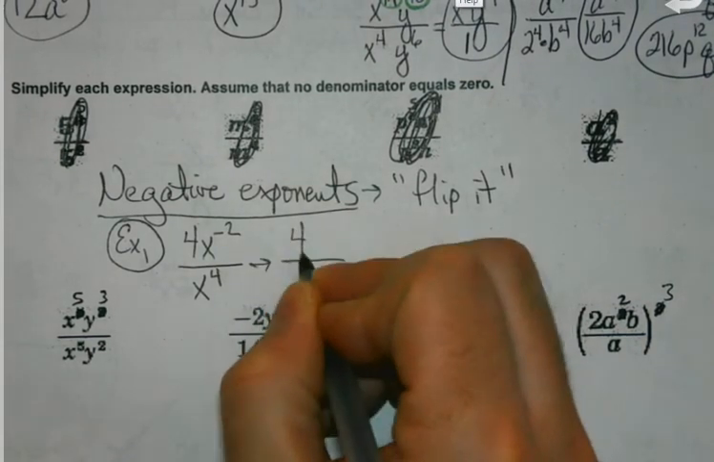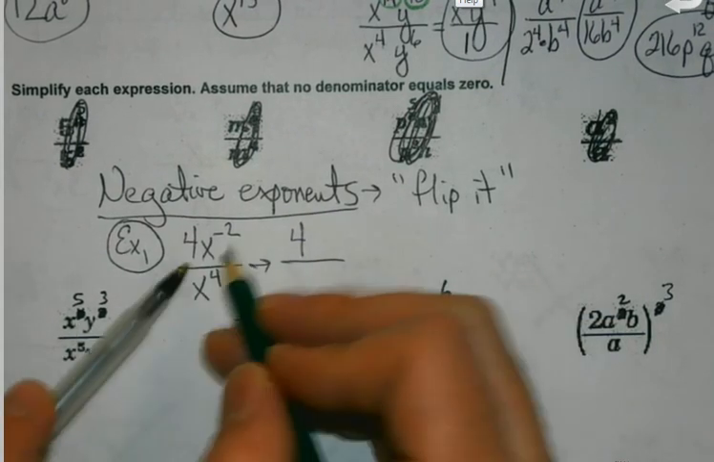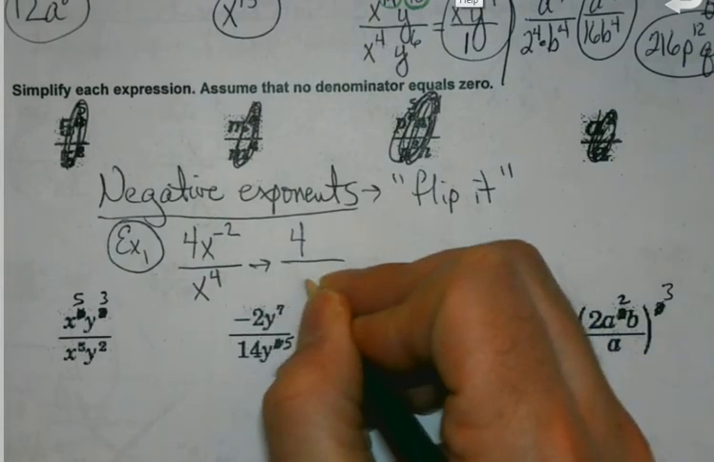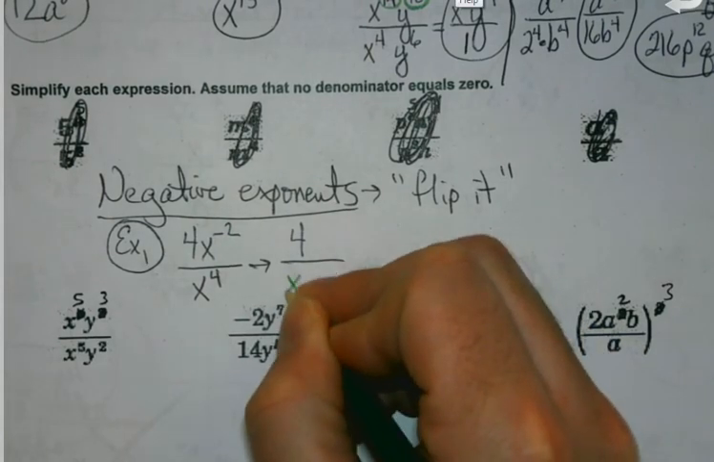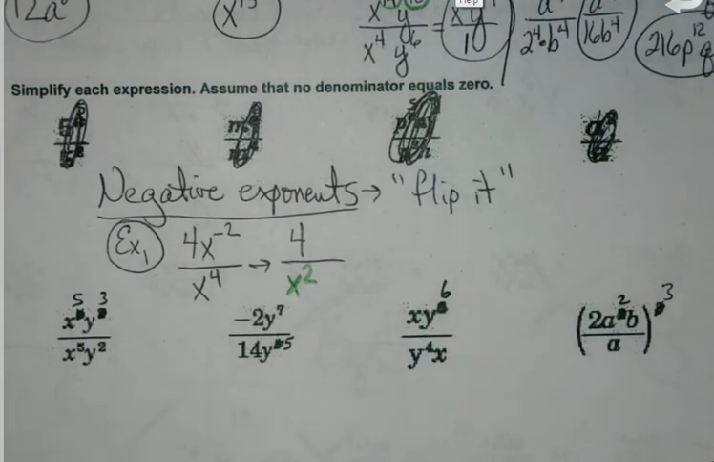What we're going to end up doing is anything that has a negative exponent is going to flip. So I start looking, I'm like, okay, 4 is fine. It doesn't have a negative exponent. X to the negative second, that's a negative exponent. We need to give it a positive attitude. When it flips down to the denominator, it becomes positive. So anytime I flip a negative exponent, it's going to become positive.